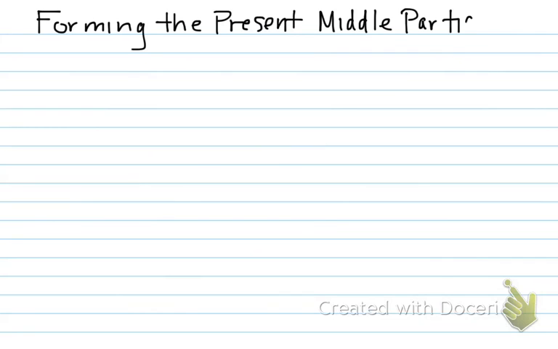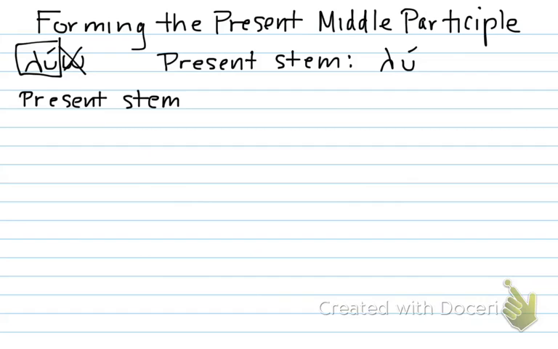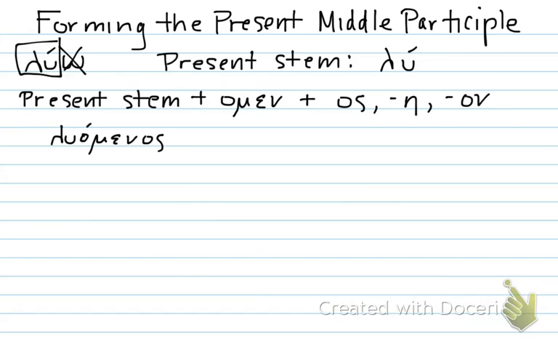How do you form the present middle participle? You take the first part of the dictionary entry, λύω, and you find the present stem by removing the omega, which leaves you with λυ. To form the present middle participle, you take the present stem plus ομεν plus ος η ον. So for our example verb, you have λυ plus ομεν plus ος in the masculine, λυ plus ομεν plus η in the feminine, and λυ plus ομεν plus ον in the neuter.